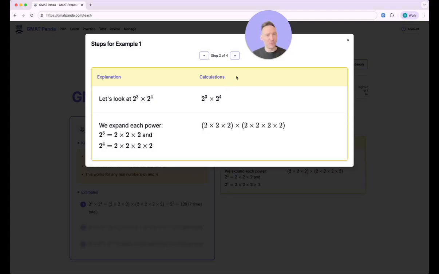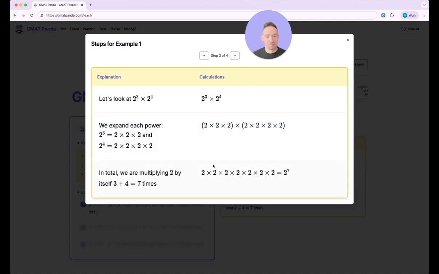If we think about what we're calculating here, 2 to the power 3 is 2 times 2 times 2, so there's 3 2's there. And 2 to the power 4 is 2 times 2 times 2 times 2, there's 4 2's there. And all of these are multiplied together. Initially these multiplications are separate, but when you just multiply things together in maths, you can get rid of the parentheses in this case and just say we're multiplying 2 by itself 7 times.